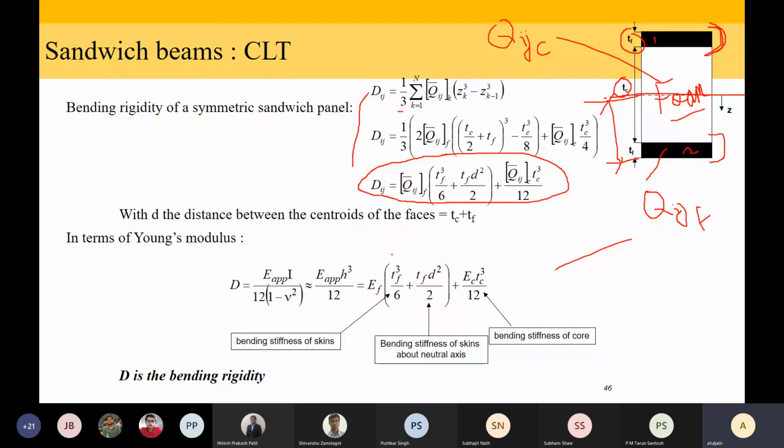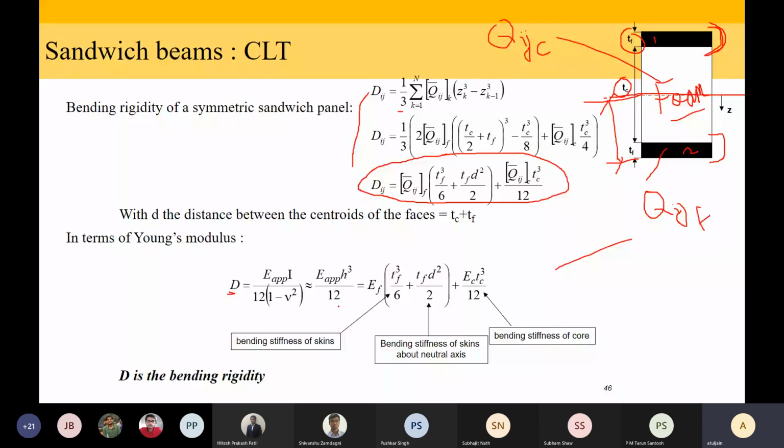Okay. Now you can also write this in terms of the apparent Young's modulus. We know that if a plate is subjected to bending, I can say D is equal to E apparent H cube by 12, if this was one homogeneous plate. Remember we have discussed the expression for how to calculate the bending response of a single plate. So we are equating the equation that we have got for D and trying to calculate the apparent Young's modulus. It will come out to be something like this.